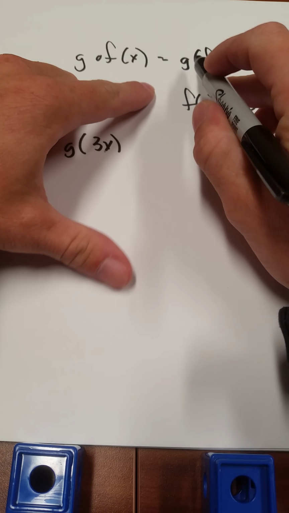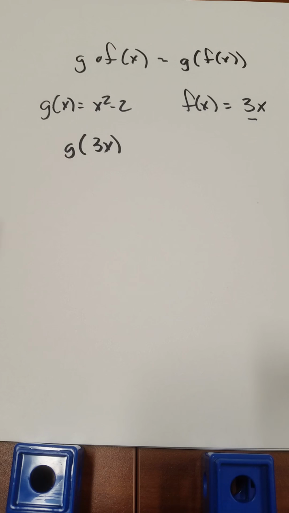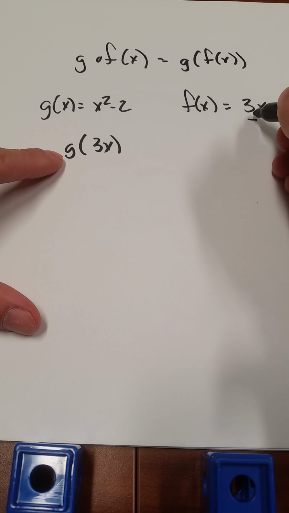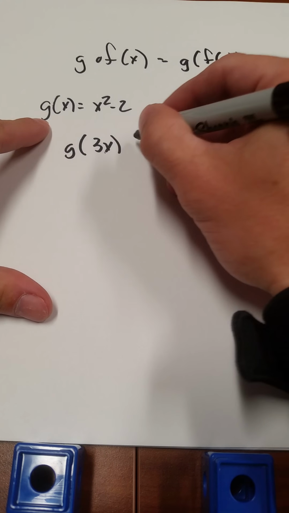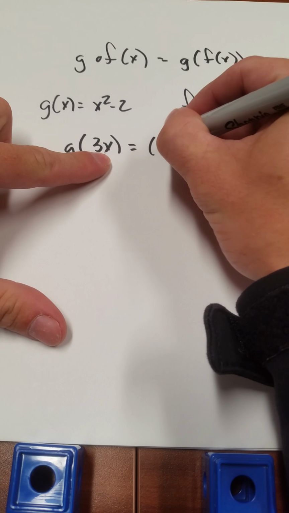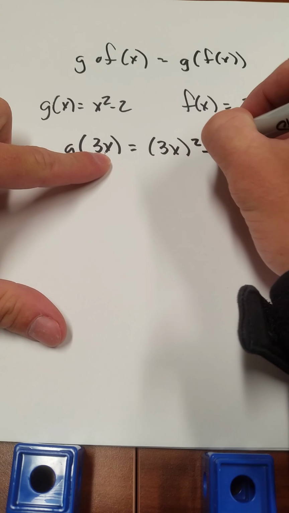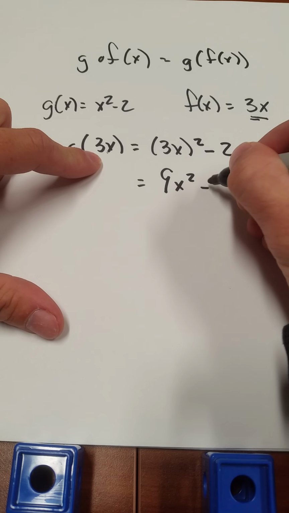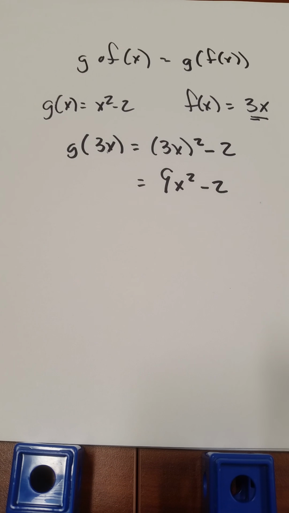Okay, g of f of x, g of f of x. Now, take f of x, plug it into g. So everywhere I see an x, I'm going to replace it with 3x. So I have 3x squared minus 2. That makes 3 squared is 9, and then x squared minus 2. That's our solution.